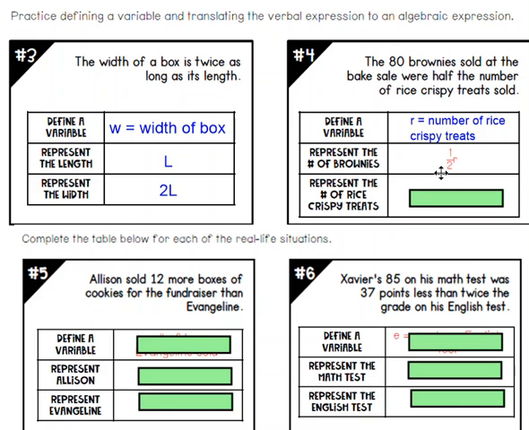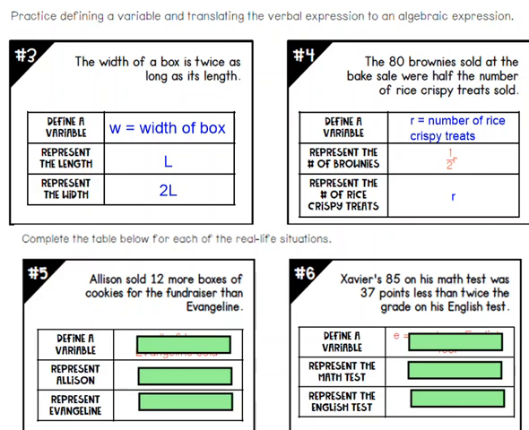So 1/2 times R. And again, when you put them side by side, you're multiplying this value, or the coefficient, times the variable, R in this case. So to represent the number of Rice Krispie treats, well, that would have just been R. Okay, if R is the Rice Krispie treats, that's what R would stand for.